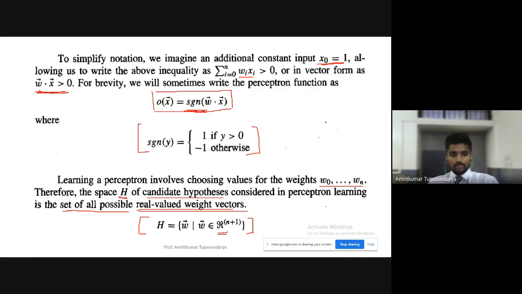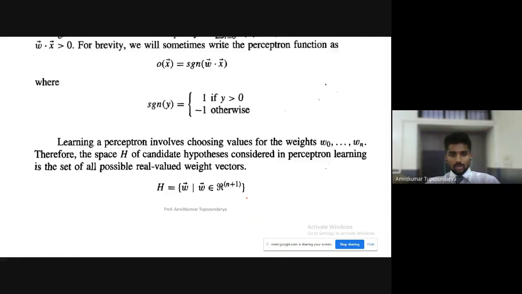the simple answer is that a perceptron is said to have learned when it involves choosing the values for the weights W0 to Wn. And you can mention the representation here, which means that the hypothesis space of candidate hypotheses, that is the set of all hypotheses considered in perceptron learning, is the set of all possible real valued weight vectors.